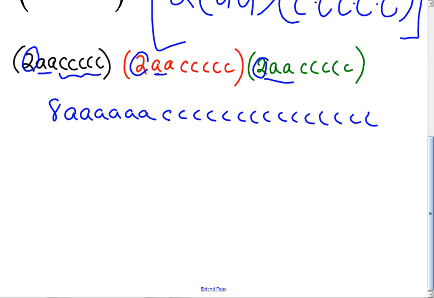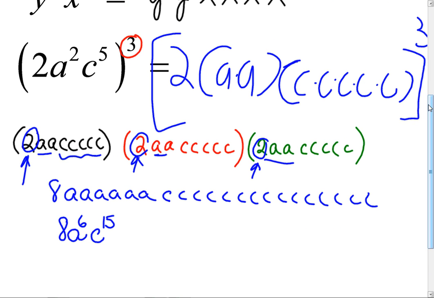Because I multiplied, this is all multiplication. 2 times 2 times 2. Well, I don't like writing that, do you? No. So how many A's do we have? 6. And how many C's were there? 15. There's an easy way to do it. If you look at that and look at what you started with, how did I get 15? No, I multiplied.